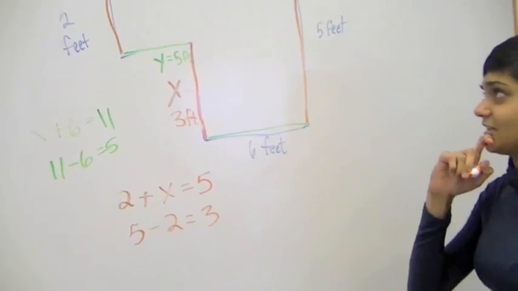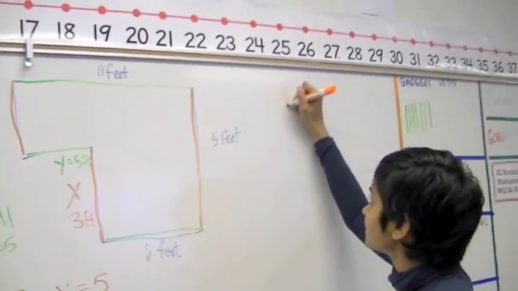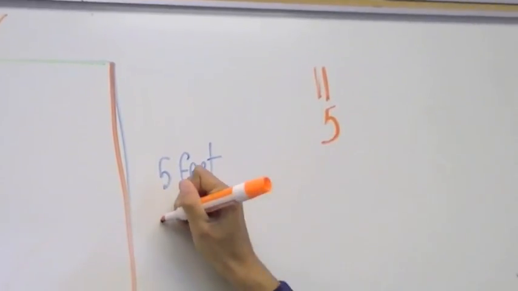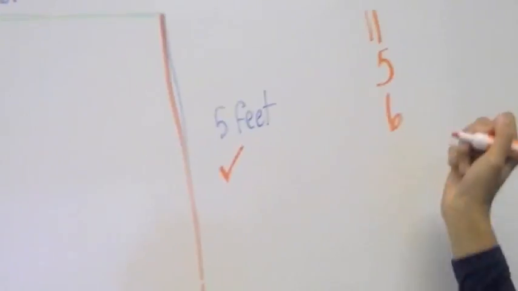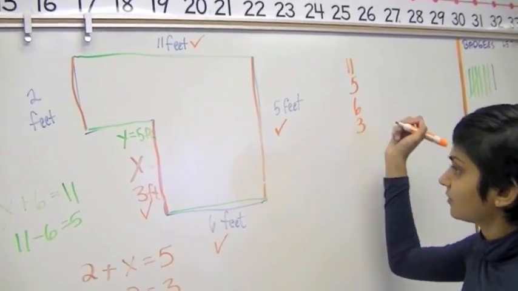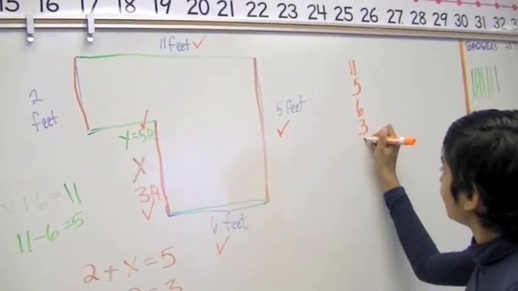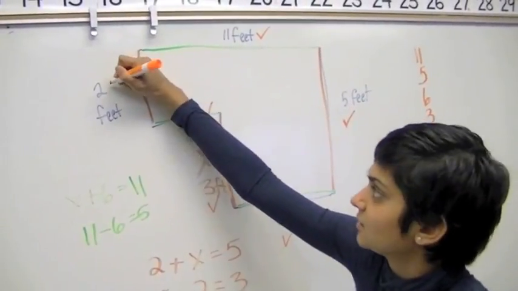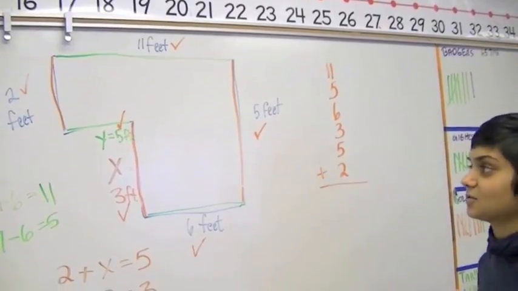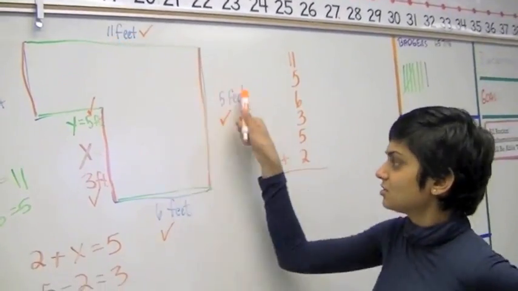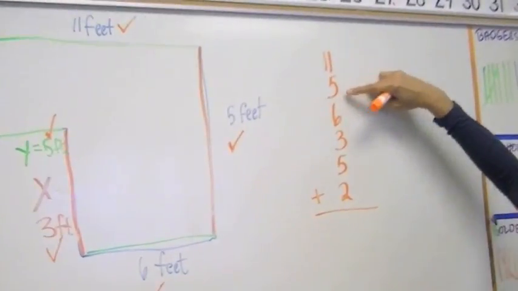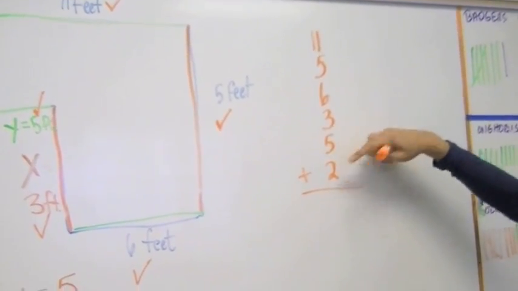I'm going to write down the length of each of these different sides. First, I have 11 feet, then I have 5 feet, then I have 6 feet, and then 3 feet, then 5 feet, and then 2 feet. I'm going to double check to make sure that I added all of the sides only one time. I have 1, 2, 3, 4, 5, 6 sides. 1, 2, 3, 4, 5, 6 numbers.